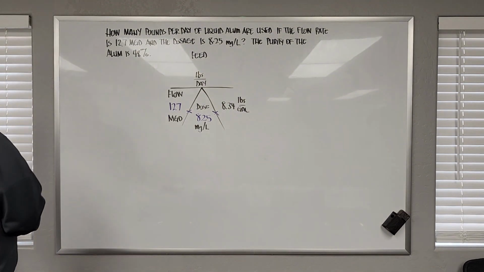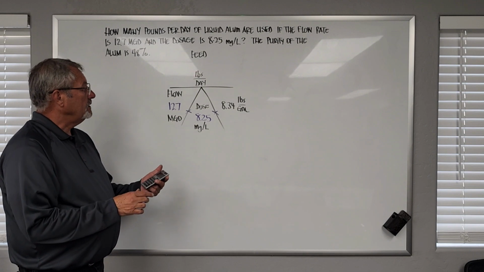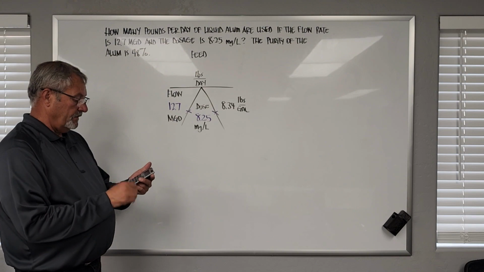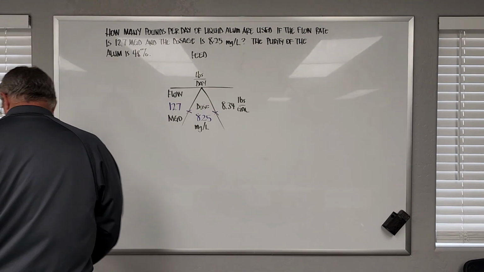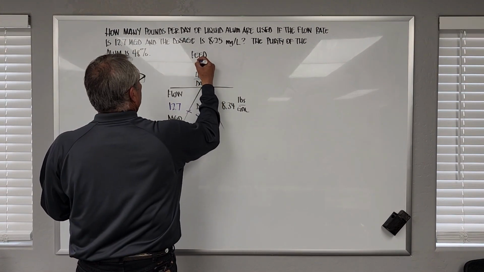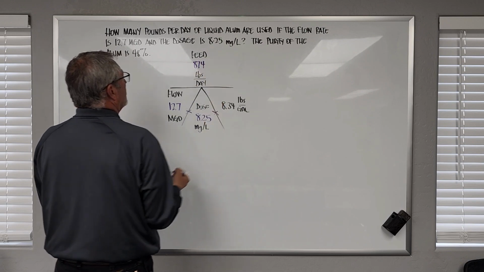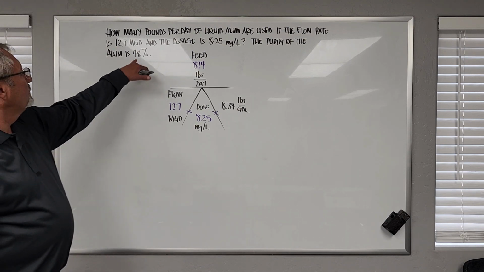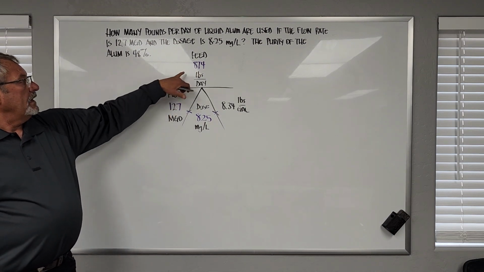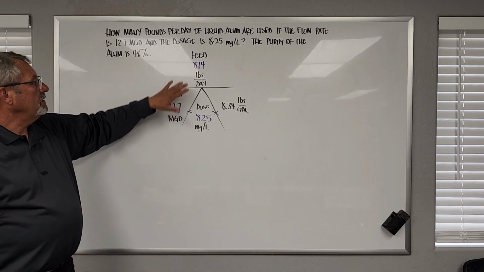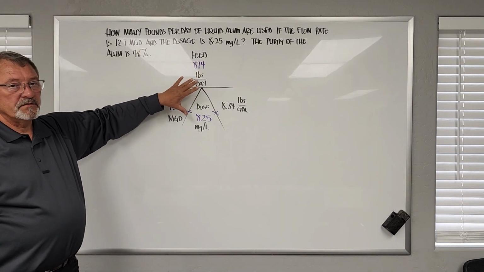12.7 times 8.25 times 8.34, and that gives me 873.82. I'm going to call it 874 pounds per day. Now, the thing to consider here is that the alum is 48%. I know that pure alum, and this is what this formula does, it's basically assuming this is 100% purity.